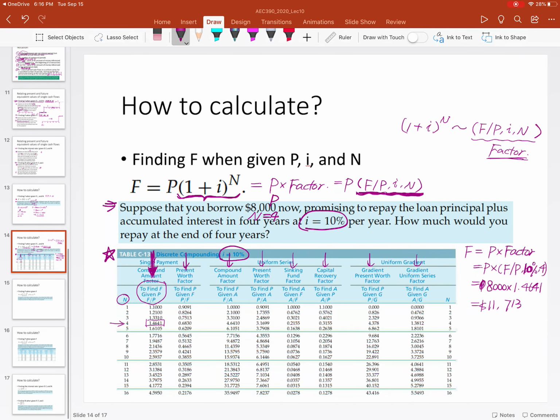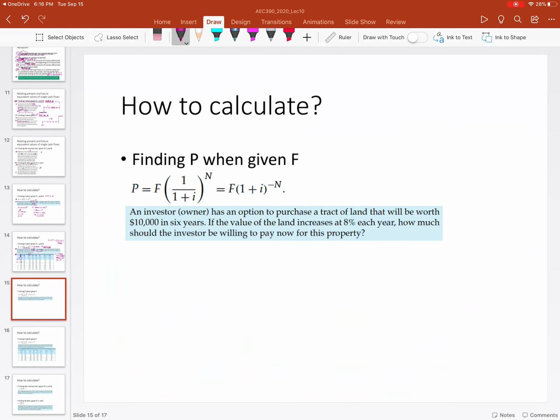All right, so next, how do we find the P when given F? Okay, again, we still have two methods. One is the equation, one is the table method. And the equation is, wow, it looks very long, hard to remember. But let's apply that to this example, okay? So the equation tells you the present value. If you want to find the present value of a given F, I and N, you want to have the F times this term, okay?